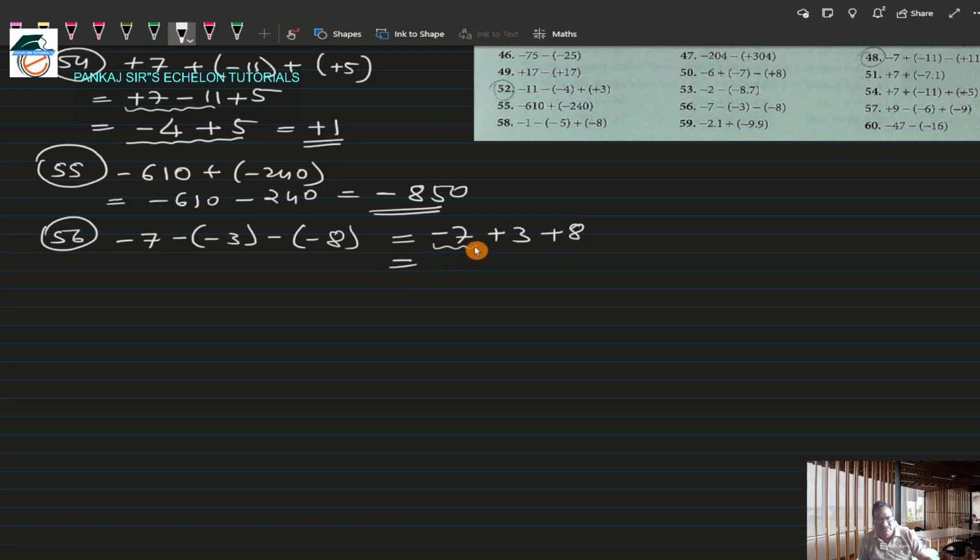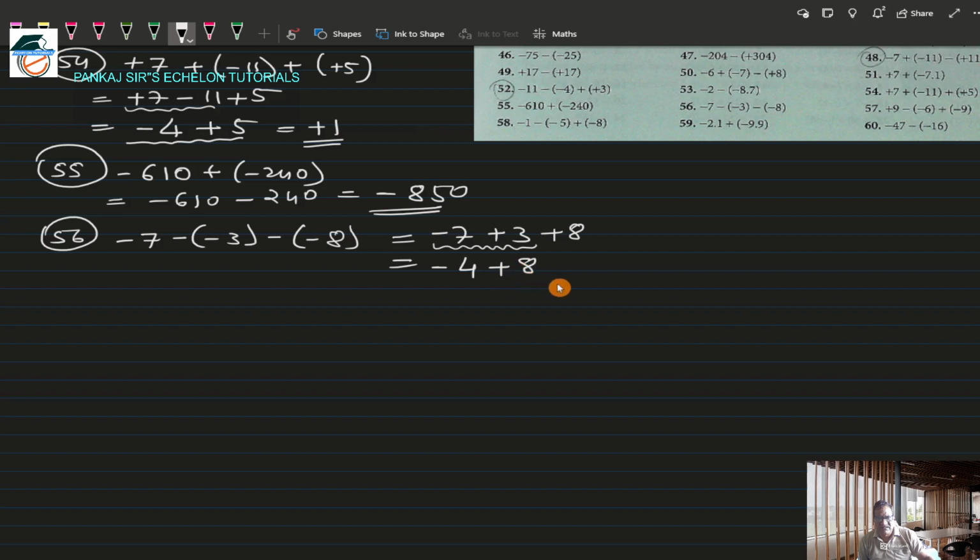So first I'll work out this minus 7 plus 3 because they are directed numbers with opposite sign. I'll take the sign of the bigger directed number, that is 7. So I'll take minus over here. Then I'll subtract 3 from 7, that makes it 4. So minus 4 is the answer for this.